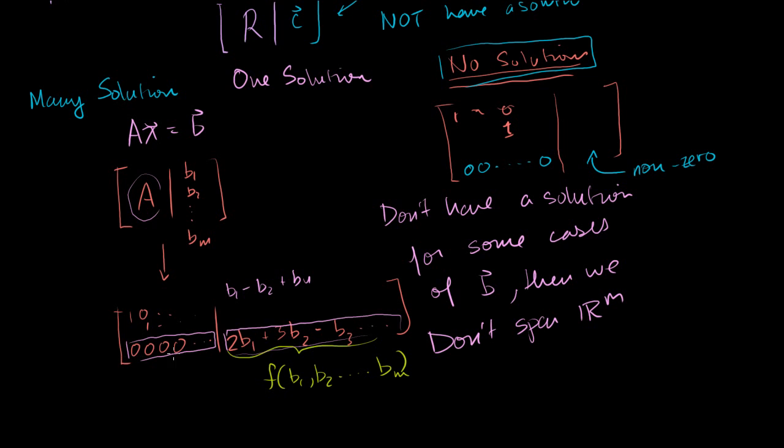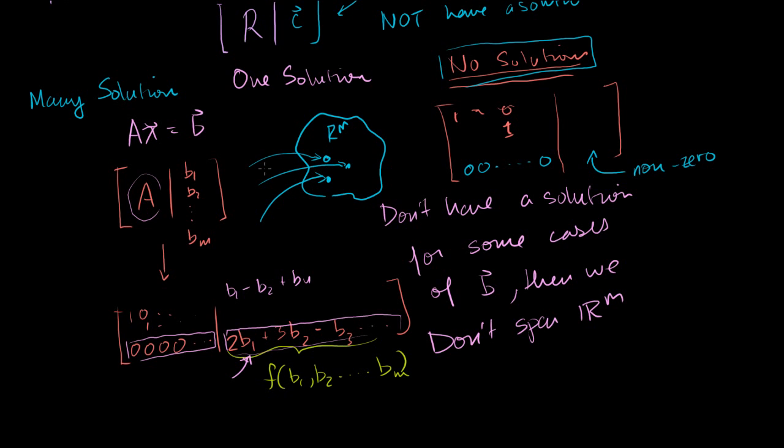And if this only has a solution for the certain b's that make this equal to 0, then we definitely are not spanning all of Rm. Let me do it visually. So if that is Rm, and if this is only 0 for, let's say, some handful of b's, then these are the only guys that we can reach by multiplying A times some vector in Rn. And we definitely won't be spanning all of Rm.